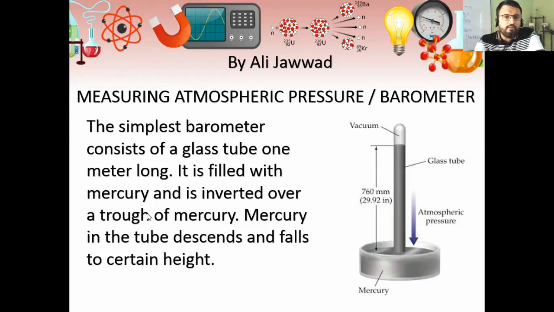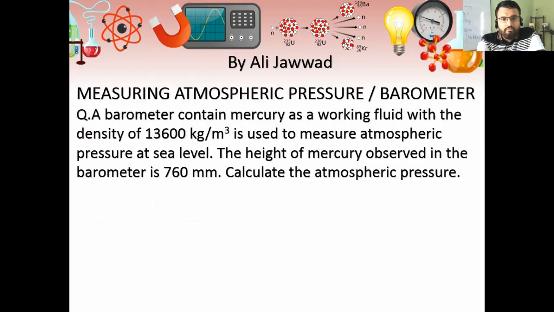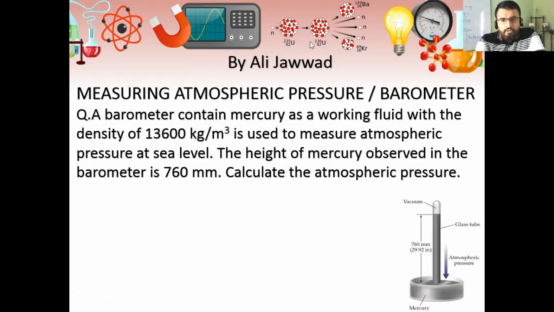Now let us try to calculate the atmospheric pressure at sea level, meaning the pressure of gases. So here is a question. A barometer containing mercury as a working fluid with a density of 13,600 is used to measure atmospheric pressure at sea level. The height of mercury observed in the barometer is 760. Calculate the atmospheric pressure. So we know that the barometer consists of this small tube and a trough, and the height of the mercury in the tube is 760 millimeters.